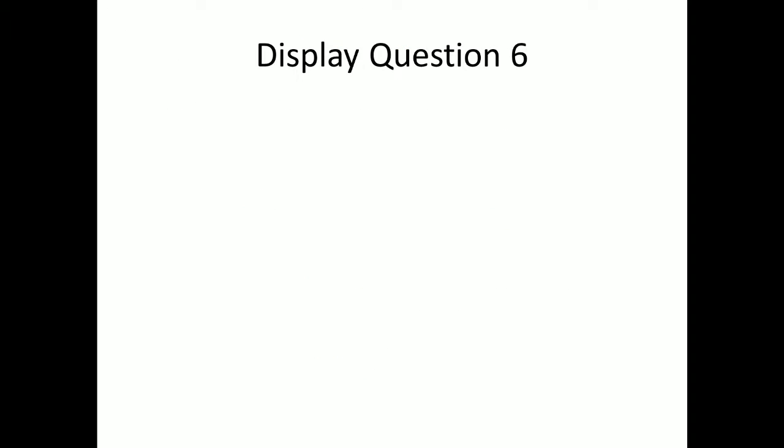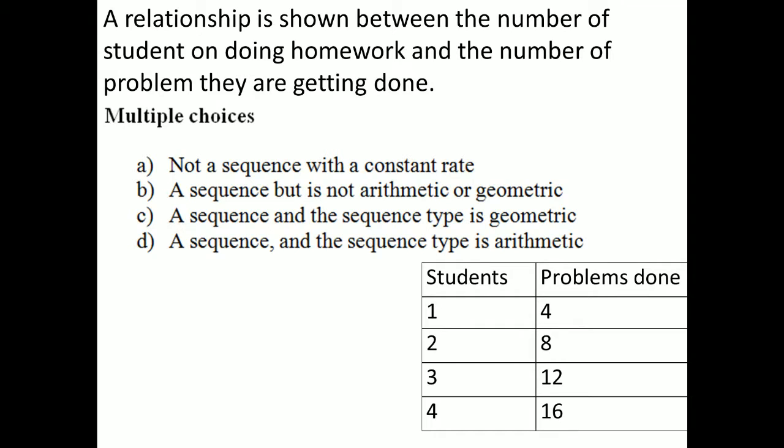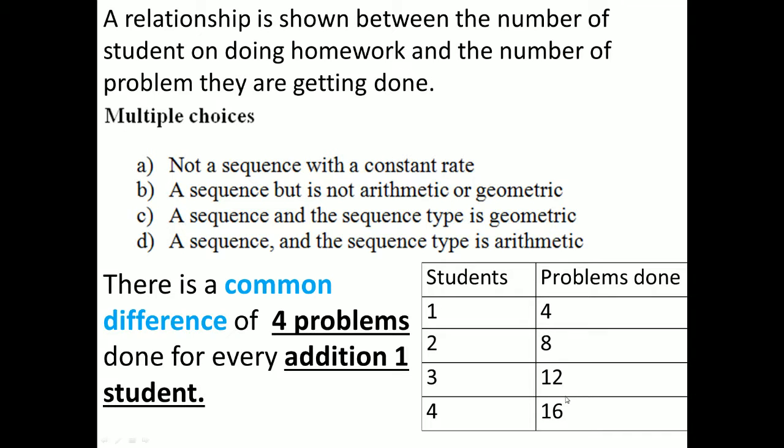Next, we have question 6. It says a relationship is shown between the number of students doing homework and the number of problems that are getting done. It looks like for 1 student it is 4 problems, 2 it's 8, 3 is 12, 4 is 16. This is increasing by 4 each time, a common difference of 4 problems for every one student. Because there is a common difference, I would say yes, it is D, a sequence, and the sequence is arithmetic. It is arithmetic because there is a common difference. It is a sequence because it continues 1, 2, 3, and 4.